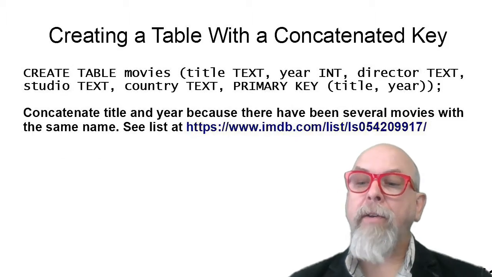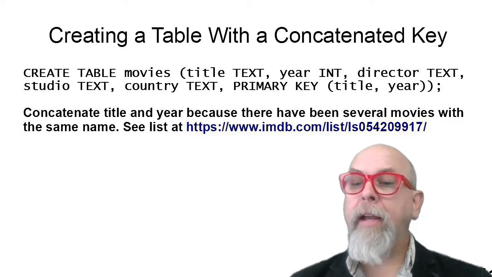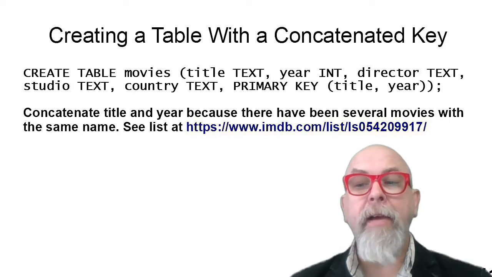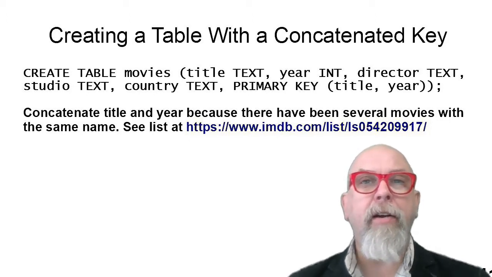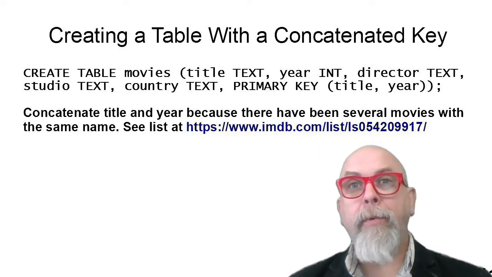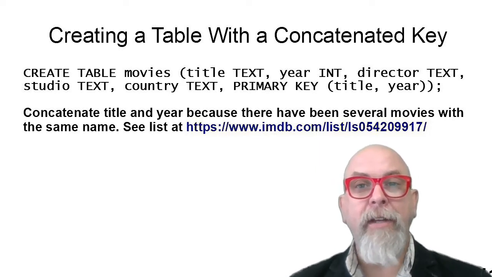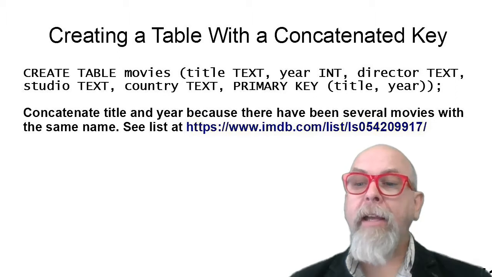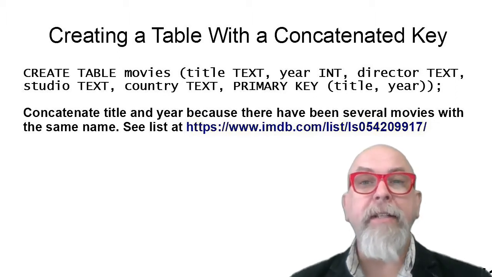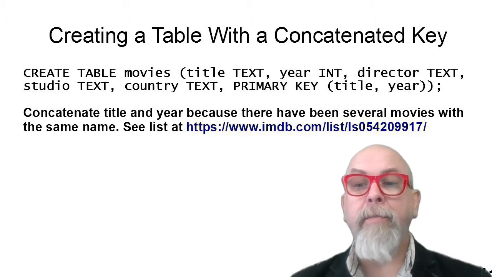So this statement creates a table called movies. Why do I want to concatenate the primary key for movies? Well, the reason is because there have been several movies made with the same name. It's just that they're on different years. The Blob was made several times in several different years. So the primary key of our movie table would be movie title concatenated with movie year.